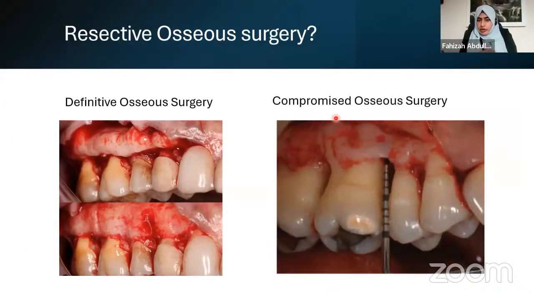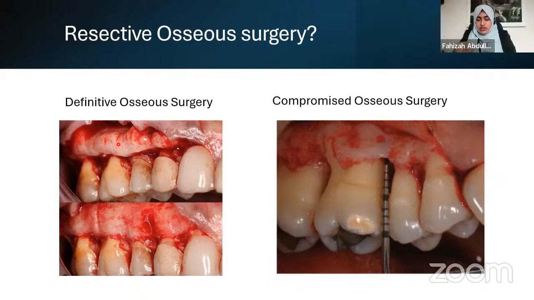In resective osseous surgery, you have two types: definitive osseous surgery and compromised osseous surgery. Definitive osseous surgery is very straightforward. You do osteoplasty to get the final contour of the teeth. You're not compromising on the tooth's supporting bone, you're just reshaping the non-supporting structure. So it's a definitive kind of osseous surgery.